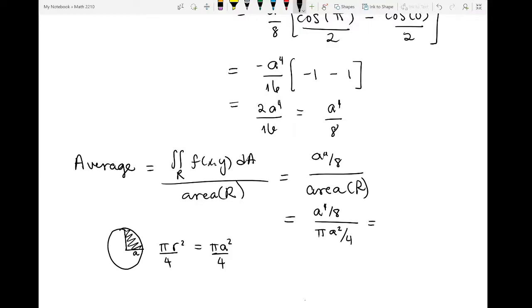And then if we do some simplifying here, this is what? A to the 4th divided by a squared, pi. And then I'll have a 4 up in the numerator and 8 in the denominator. Some things cancel here. I have a squared over 2 pi. Alright, so that's the average of the function over the region of a quarter disk, or the quarter circle there.